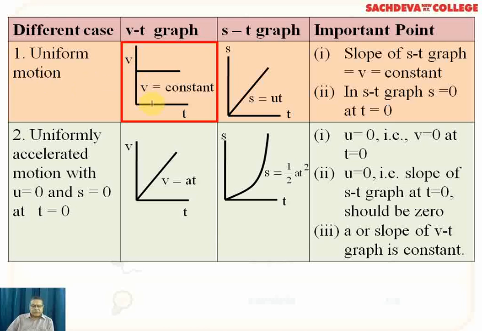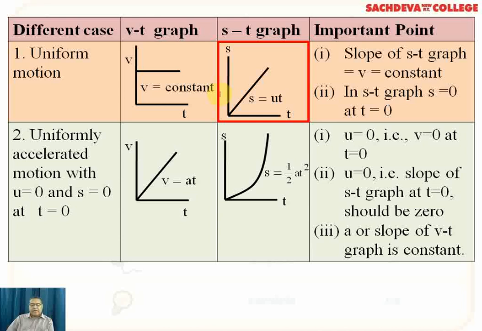V is constant. You will remember when V is constant, acceleration will be zero. So in the first graph, when we say V is constant, acceleration will be zero during the motion. Now, in the side graph, it is a graph between distance and time. In the distance-time graph, we are finding that as the time is increasing on the x-axis, the distance is also increasing.